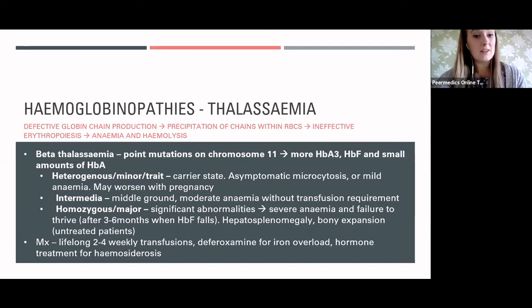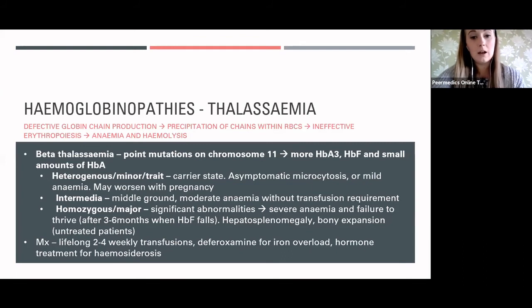Your most common one is beta thalassaemia. It's due to point mutations on chromosome 11. So you're going to have more HbA2, more of your fetal hemoglobin, and maybe a little bit of adult hemoglobin. It depends on where you are in the phenotype. Some people might be heterozygous for it, or be what you call beta thalassemia minor or beta thalassemia trait. This is a carrier state where generally they're asymptomatic or just have mild anemia, and it might get a bit worse in pregnancy when that demand goes up anyway.